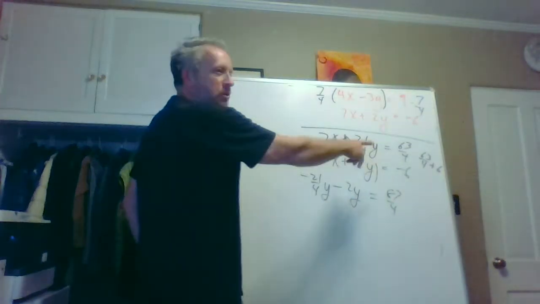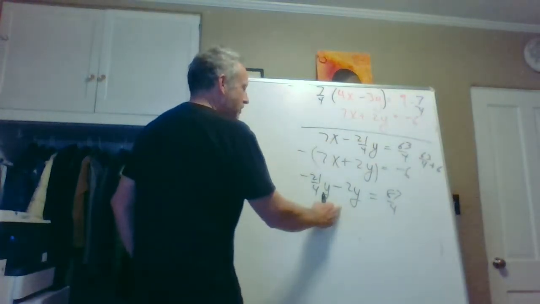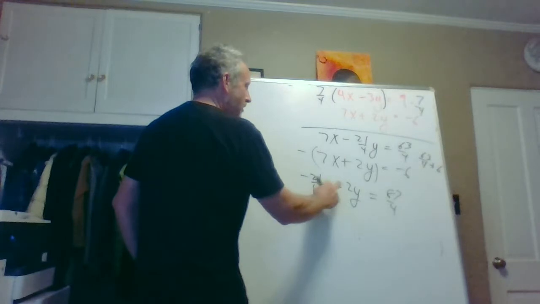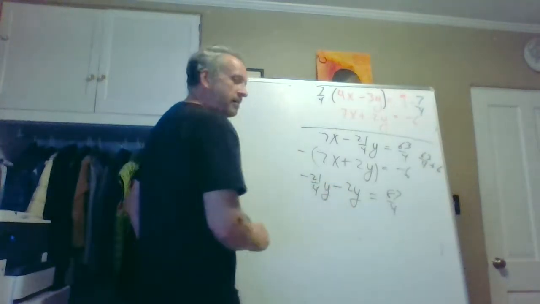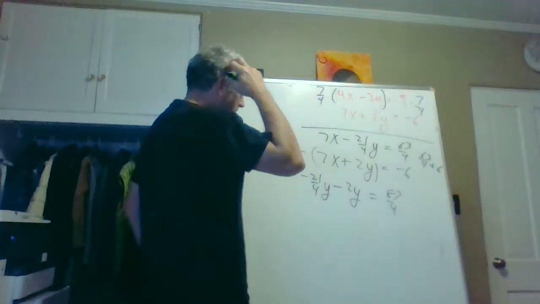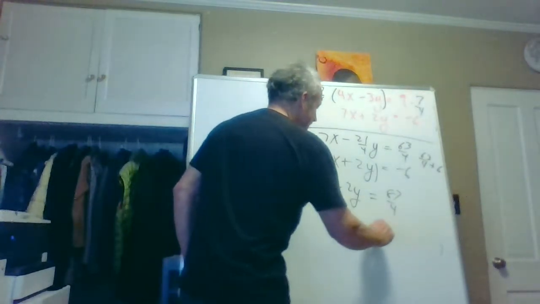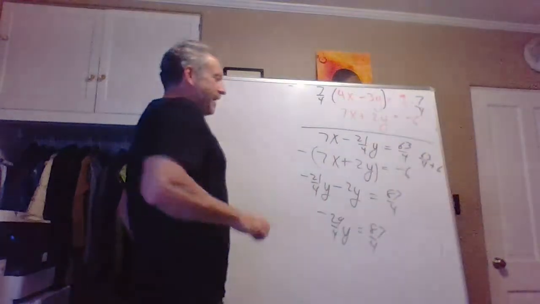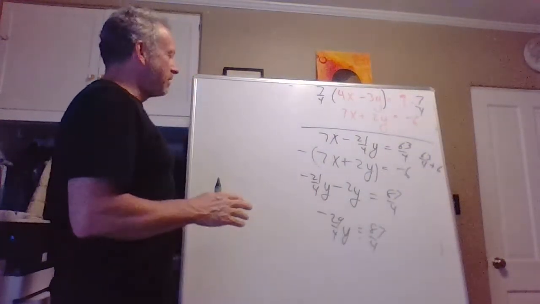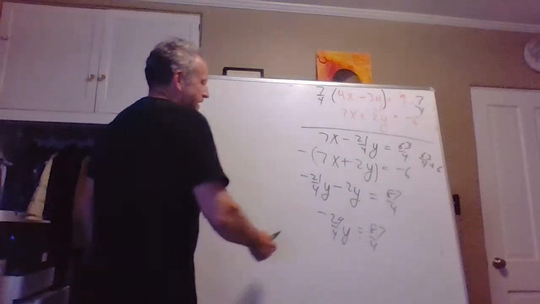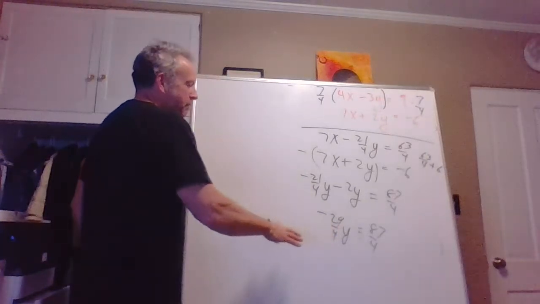Hey, that's the hardest part of the problem so far. Let's combine like terms. When we add these two, what do we get? Make sure you're doing this. So negative 29 over 4 y equals 87 over 4. And I guess, what's that expression? Darkest before the dawn. We go ahead and flip and multiply.